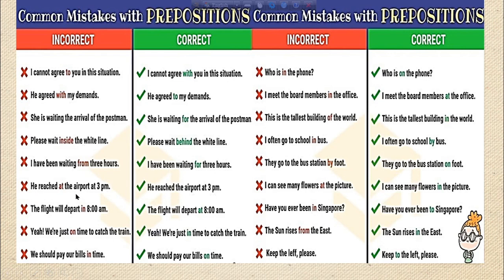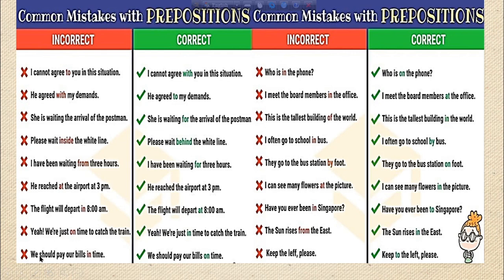He reached at the airport at 3 p.m. The correct answer will be, he reached the airport at 3 p.m. The flight will depart in 8 a.m. But the correct answer is, the flight will depart at 8 a.m. The common mistake is, we were just on time to catch the train. But the correct answer is, we were just in time to catch the train.